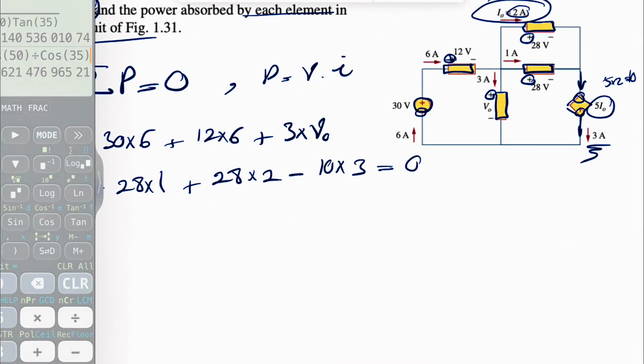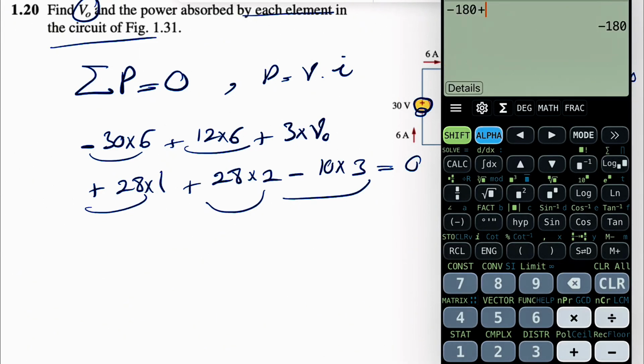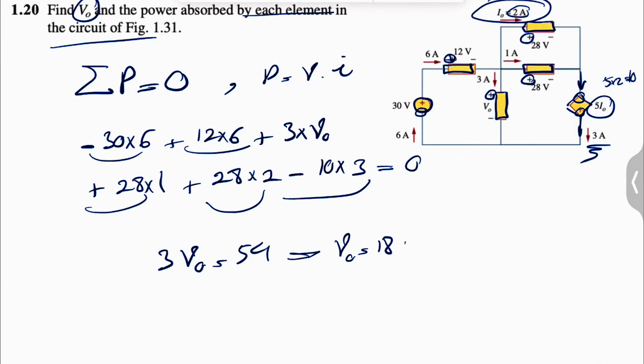So let's just calculate all the values that we have. So minus 180 plus 6 times 12, 72, plus 28, plus 28 times 2, which is going to be 56, minus 30, that's going to be minus 54, and it's going to go on the other side of the equation. So it will be positive 54 divided by 3 is going to give us the voltage, 18 volts.